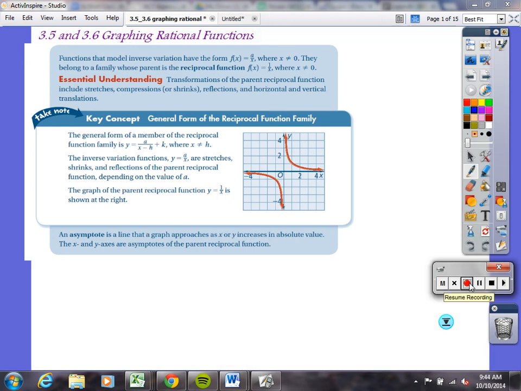Then we are going to graph rational functions. So I'm going to show you its parent function, okay? Its parent function is 1 over x. Okay, y equals 1 over x. Now, I don't know if any of you guys have graphed this before. If you haven't, what do you do when you don't know what a graph looks like?